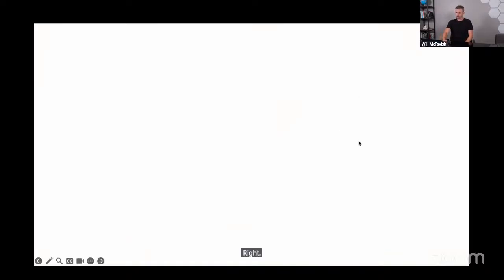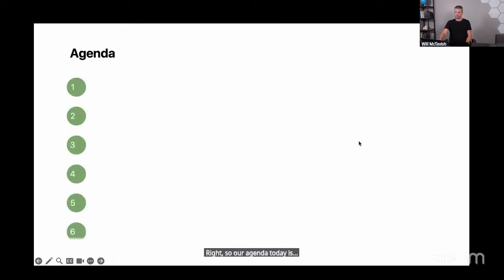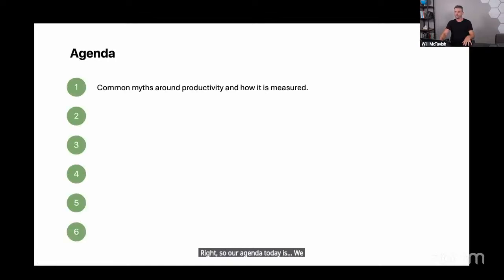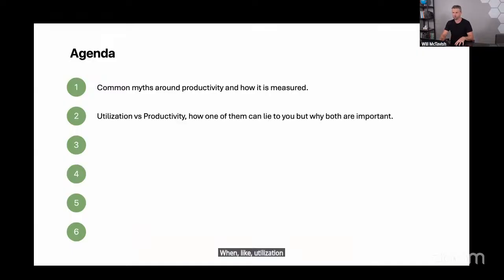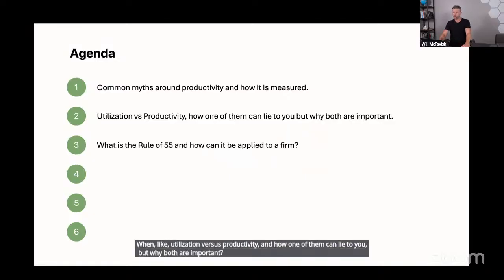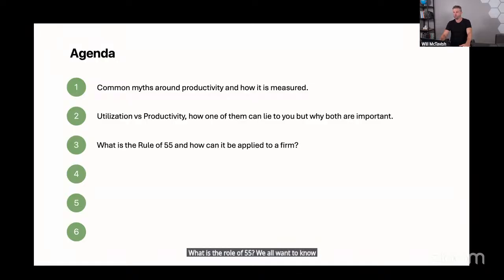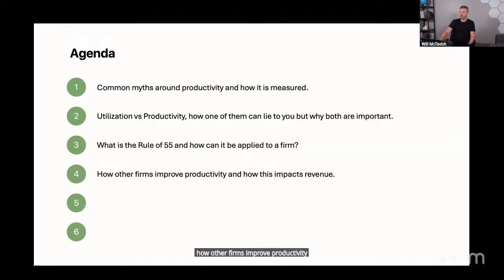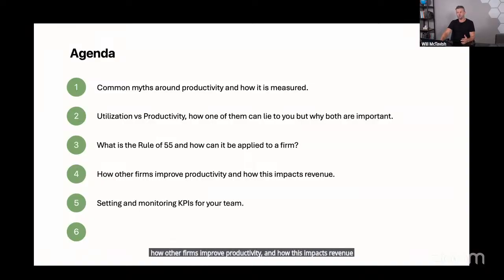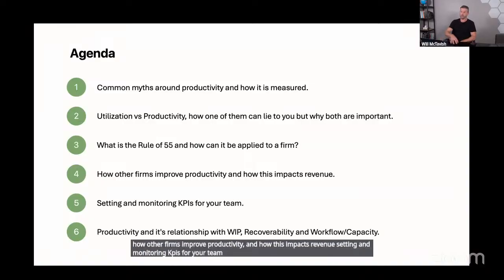Right. So our agenda today is, we're talking about the common myths around productivity and how it's measured. We're going to look at utilization versus productivity and how one of them can lie to you, but why both are important. What is the rule of 55? We all want to know, and how can it be applied to a firm? How other firms improve productivity and how this impacts revenue, setting and monitoring KPIs for your team. And finally, we'll look very briefly at productivity and its relationship with WIP, recoverability, and workflow and capacity. So we're looking at tying some concepts together here.